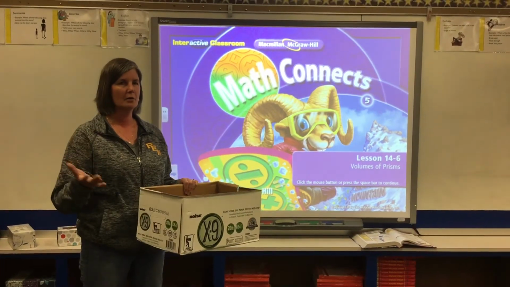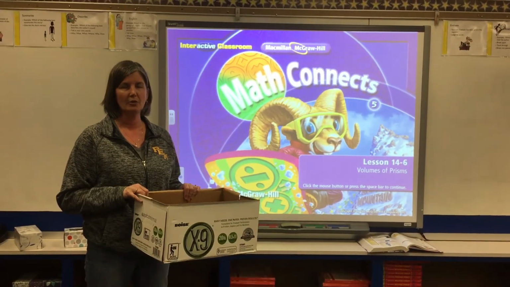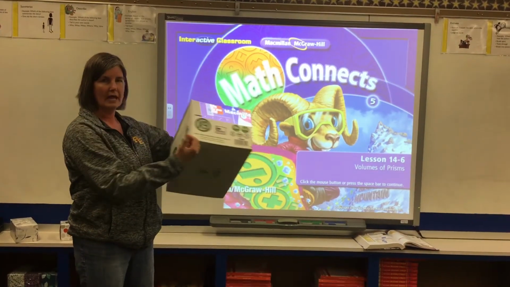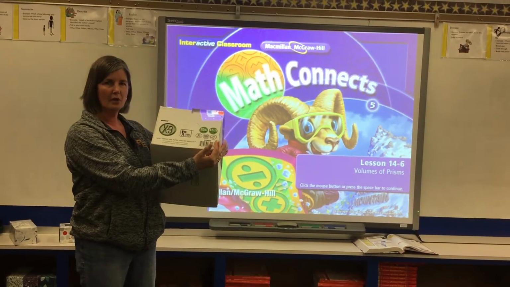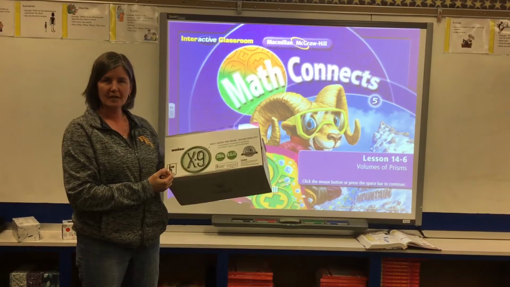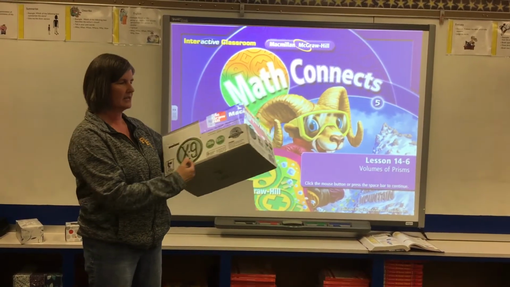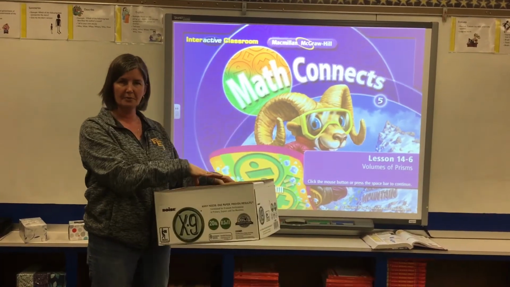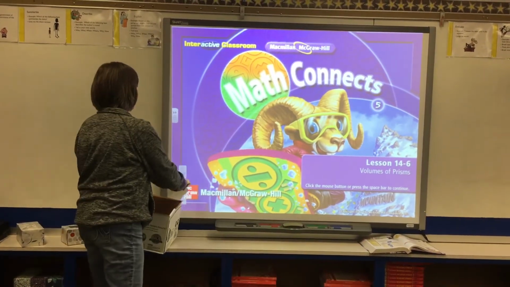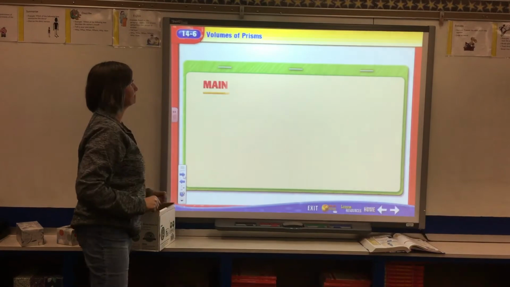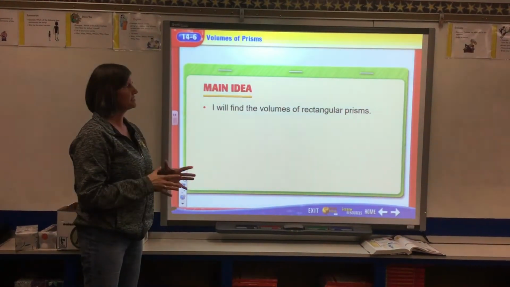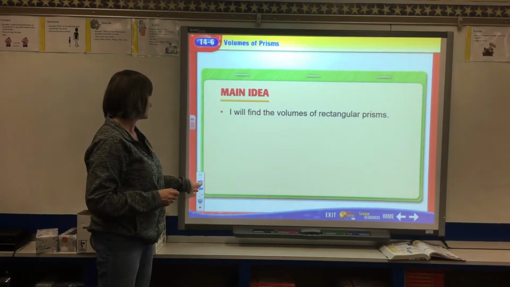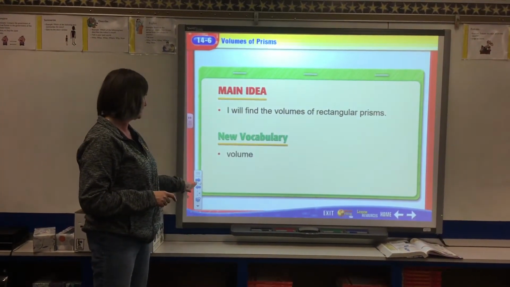In a prior lesson, we learned about area, and area is taking the length of something and multiplying it by the width. Today we're going to add in a third dimension, and that's going to be the height, taking the length times the width times the height and filling it up. So specifically today we're going to focus on the volume of rectangular prisms. Our vocabulary is going to be volume.